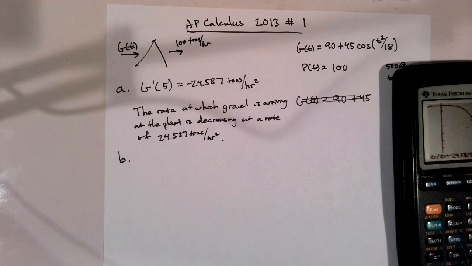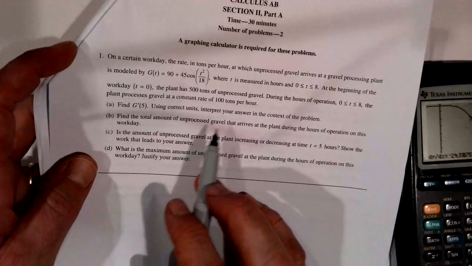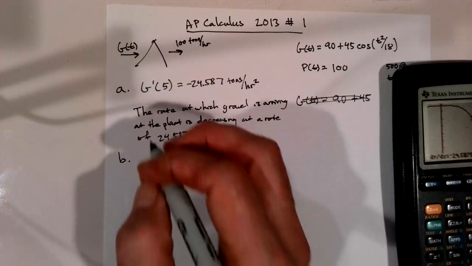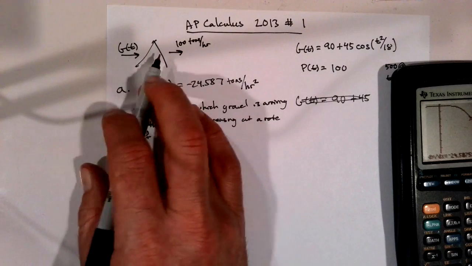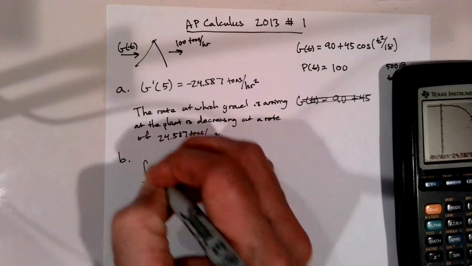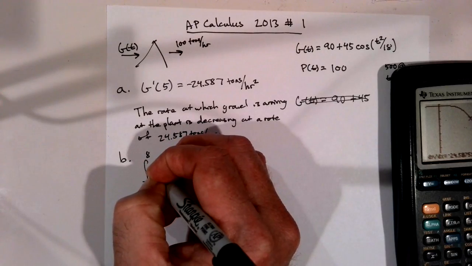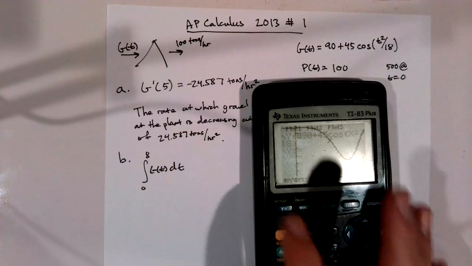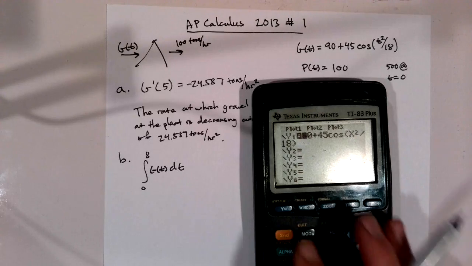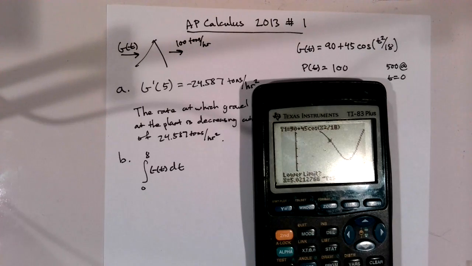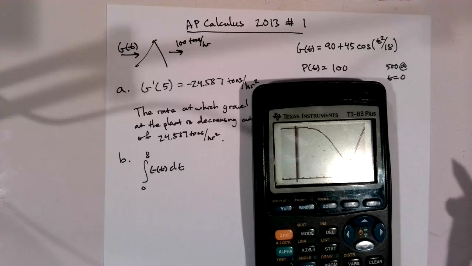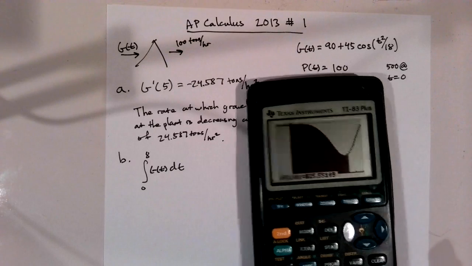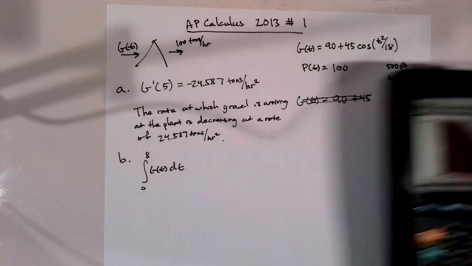We move on to question B. It says, find the total amount of unprocessed gravel that arrives at the plant during the hours of operation during this workday. So how much arrives? It's not wondering about leaving, it's just wondering about arrives. And so we just have to do an integral from 0 to 8 of G of T dt. If I look at my calculator, that's my G function. And so I'm going to calculate number 7, and I'm going to go from 0 to 8. And I get 825.551.